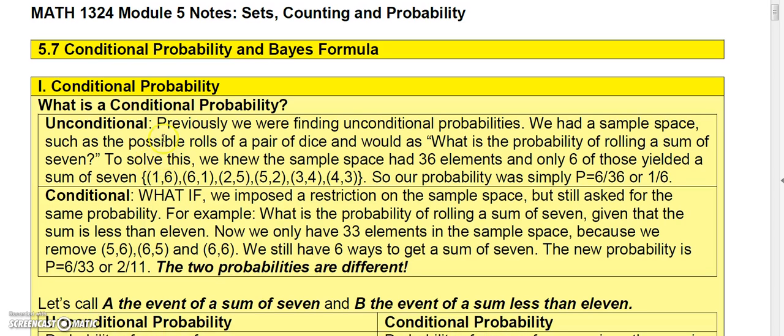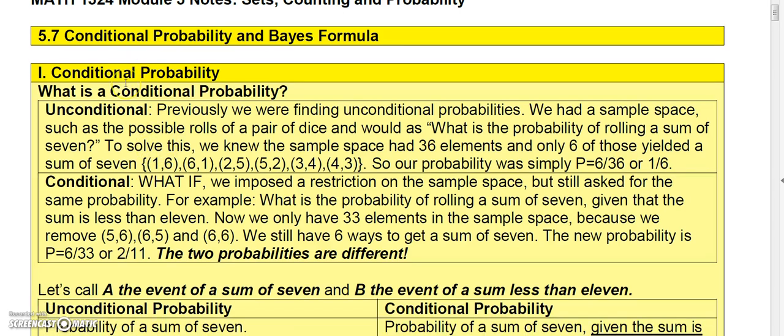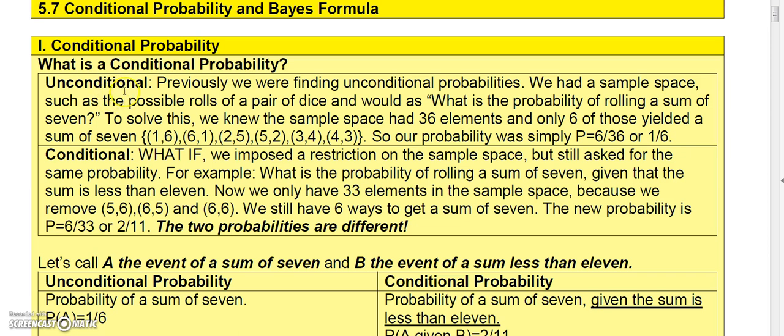In this section, we're going to talk about conditional probability. Most of the problems earlier were unconditional probability problems. Like we had a sample space such as the possible rolls of a pair of dice, and we would ask, what is the probability of rolling a sum of 7? To solve this, we knew the sample space had 36 elements. Only 6 of those yielded a sum of 7, so our probability was 6 out of 36.